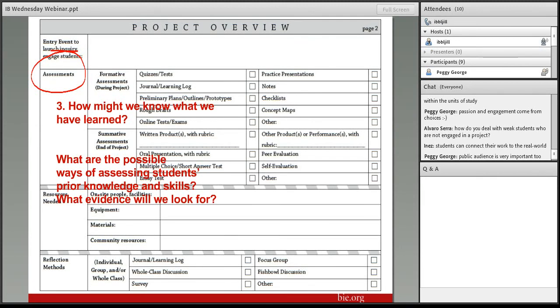How might we know what we've learned? Section 3 on the PYP planner. What are the possible ways of assessing students' prior knowledge and skills? What evidence will we look for? So how will we use formative assessments to help grow and develop the products that our students are creating for an authentic audience? How will we know they're building their skills around collaboration, critical thinking, and creativity?